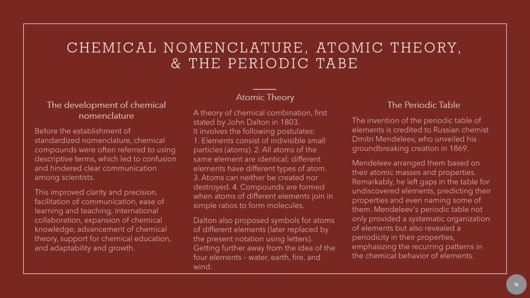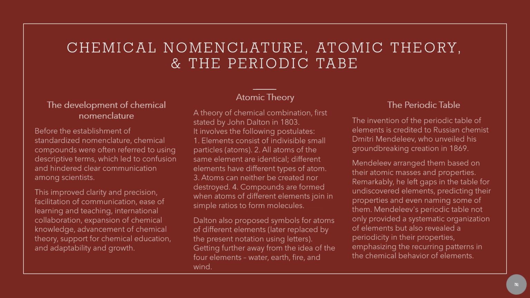Okay. Moving on, in the early 1800s, John Dalton came up with the idea of atomic theory. It involves the following postulates. Elements consist of an indivisible small particle, which we know of as an atom. All atoms of the same element are identical. Now we know that all atoms of the same element have the same number of protons in their nucleus.